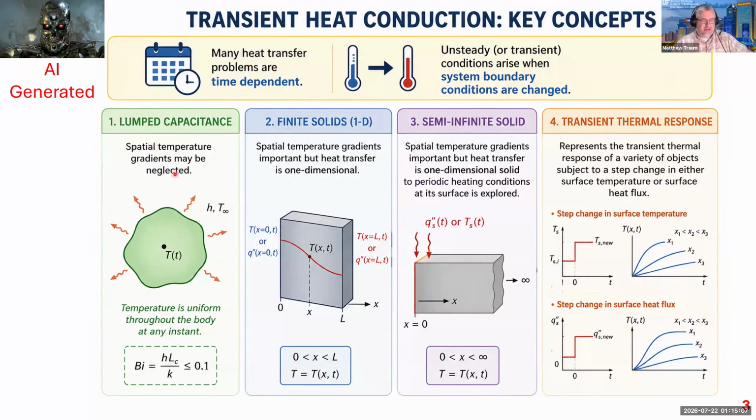What lumped capacitance is, the underlying idea, is that spatial temperature gradients are neglected. So you've got some object, and you're doing something, like I mentioned, to change the temperature of the object with respect to time. But the trick with lumped capacitance is the entire object uniformly increases or decreases in temperature. There are no spatial directional temperature gradients. It's just the whole thing gets hot, the whole thing gets cold. And so that's what this says here: temperature is uniform throughout the body at any instant.